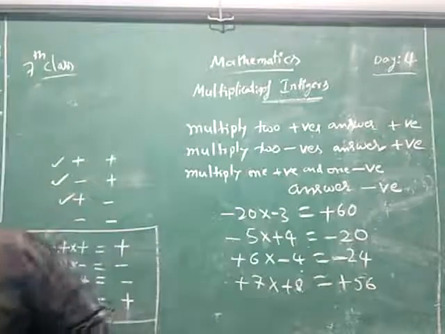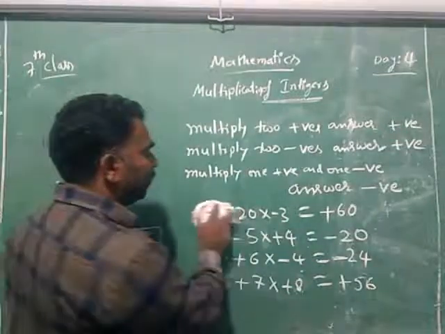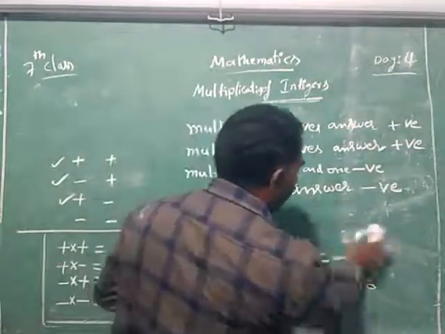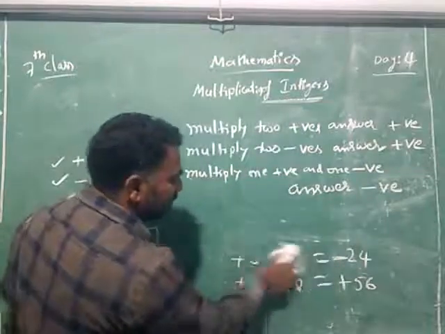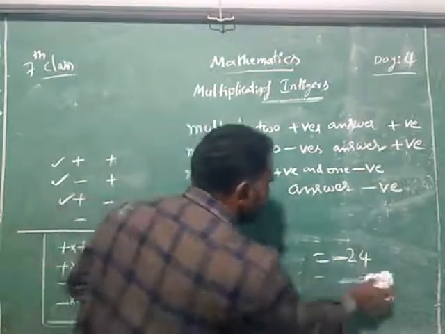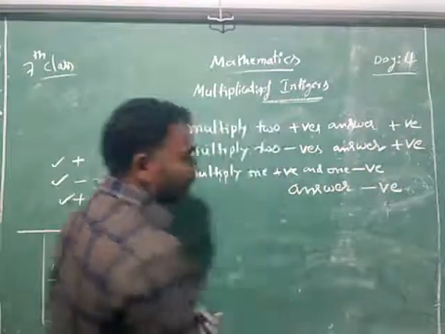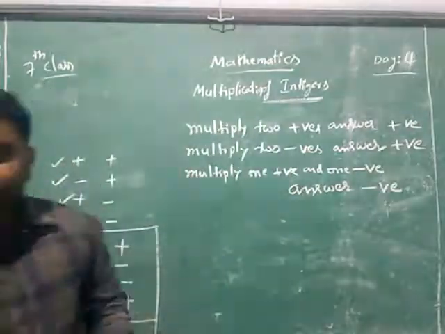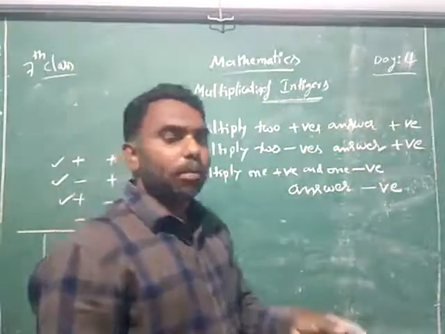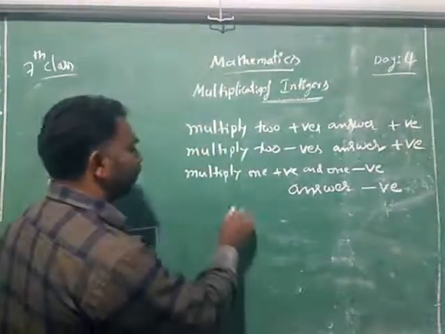This is the simple way of multiplication. What should we do? First multiply the symbols, then multiply the numbers. Some more examples I am going to give here.